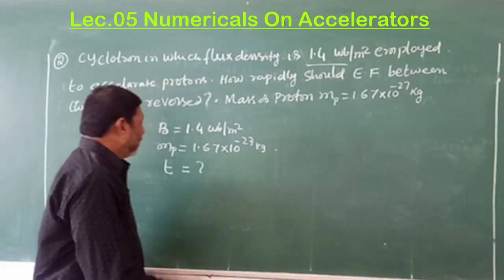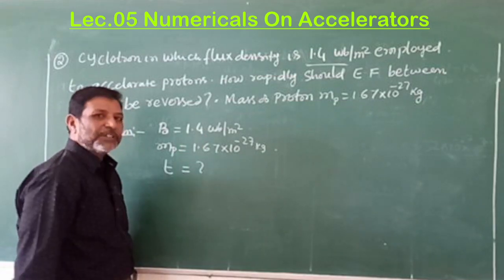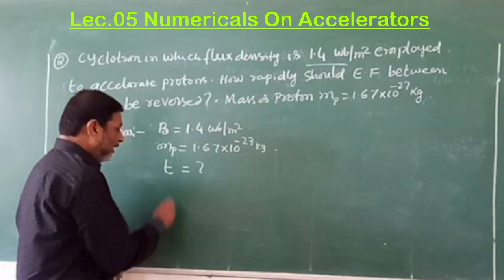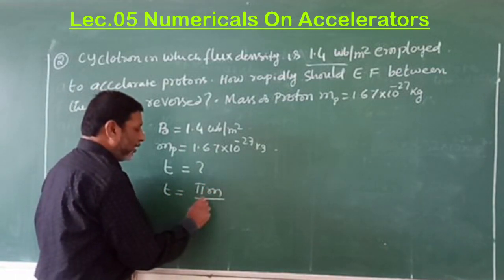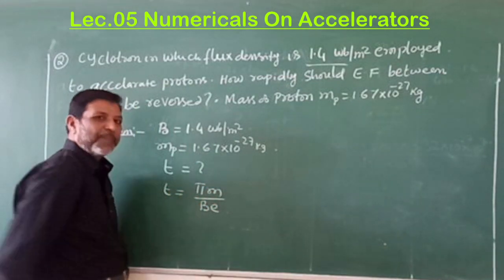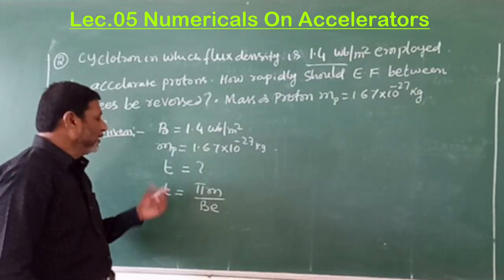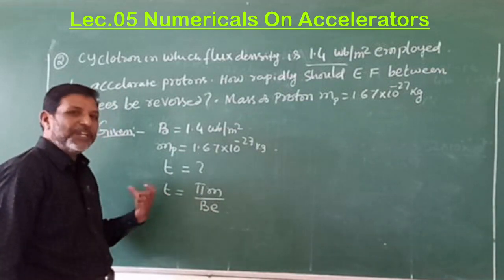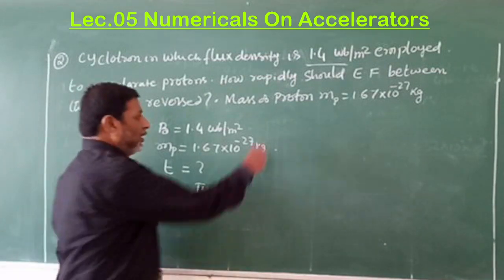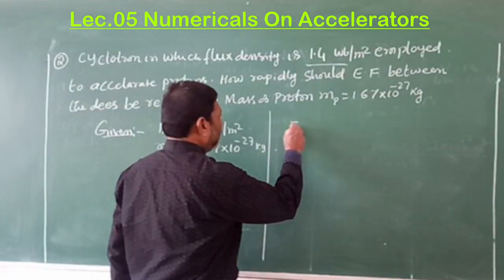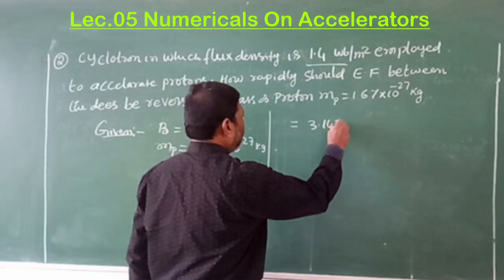Then in the discussion of the theory of the cyclotron, we have discussed that this time t is equal to pi m divided by Be, isn't it? And this time is equal to half of the period of AC, T by 2 we take it. Now let us calculate this one. Then here this value is equal to pi, 3.142.